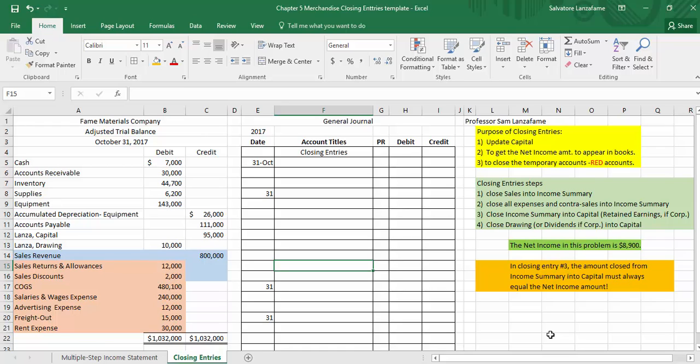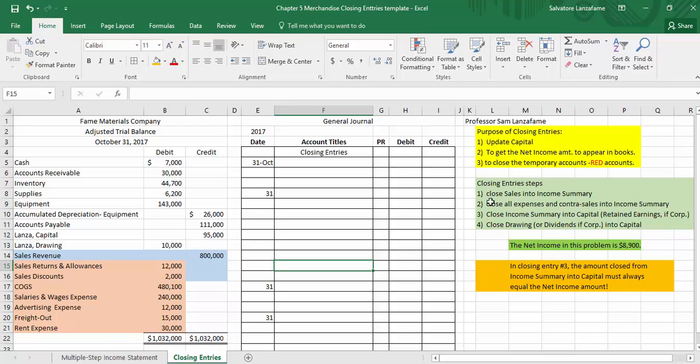So a reminder in green, the net income from the problem over to the left was 8,900. We're hoping to see that 8,900 one more time. Where specifically? Closing entry number 3. Closing entry number 3 is where you close your income summary into capital or retained earnings if you're in a corporation setting, and that journal entry must always have the net income figure in it. So if your numbers come out and you end up with the same number as you got in net income and closing entry number 3, it's kind of like a check figure, kind of like a self-check when you're doing the closing entries. Okay, so let's go ahead and get started.